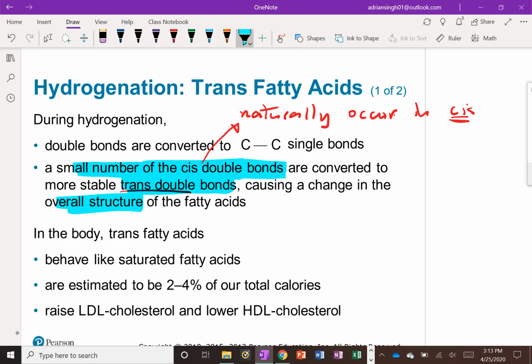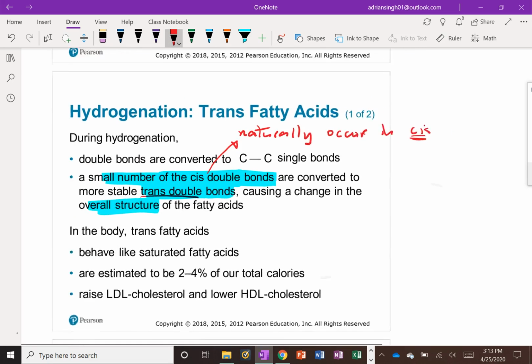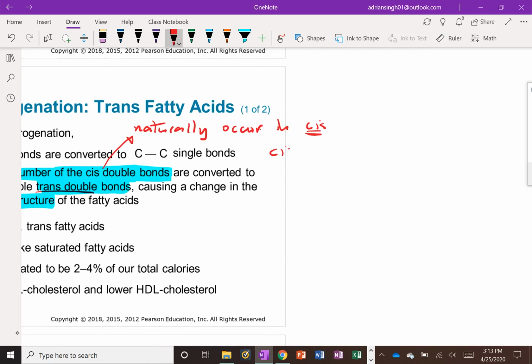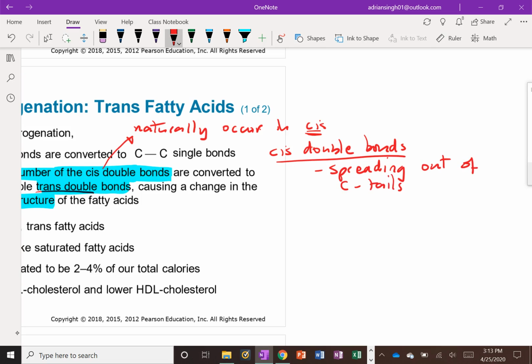So remember in the cis, we saw this in the previous section, right? So cis double bonds lead to a spreading out of the carbon tails, right? So they don't pack close together. And as a result, it's more like a liquid.